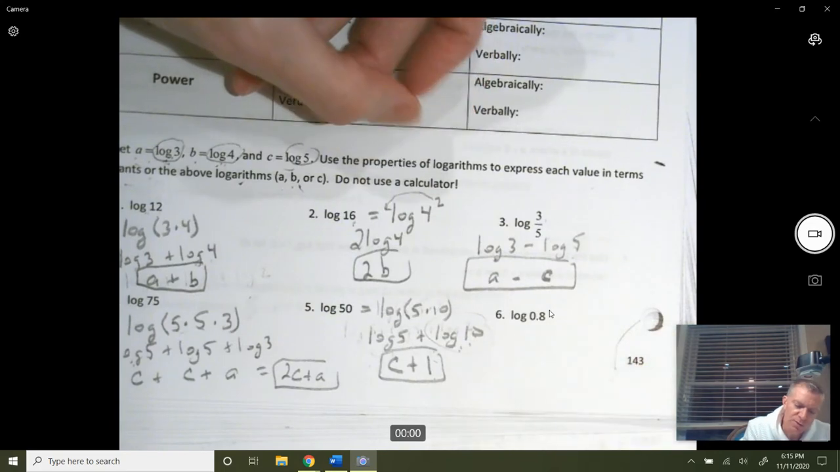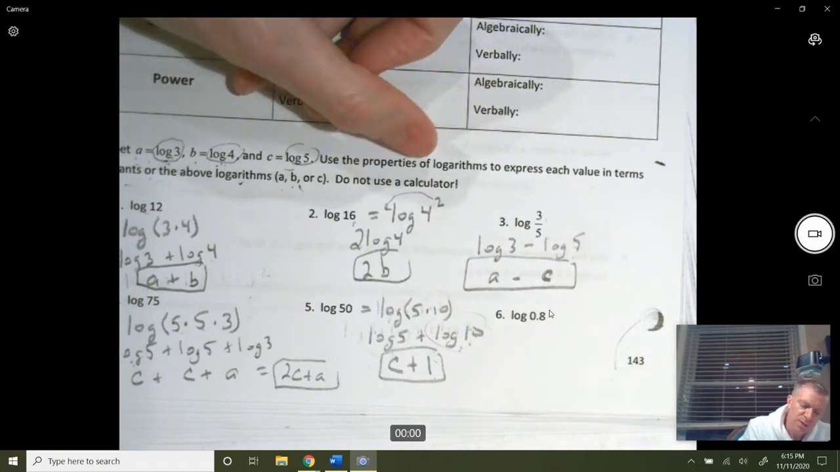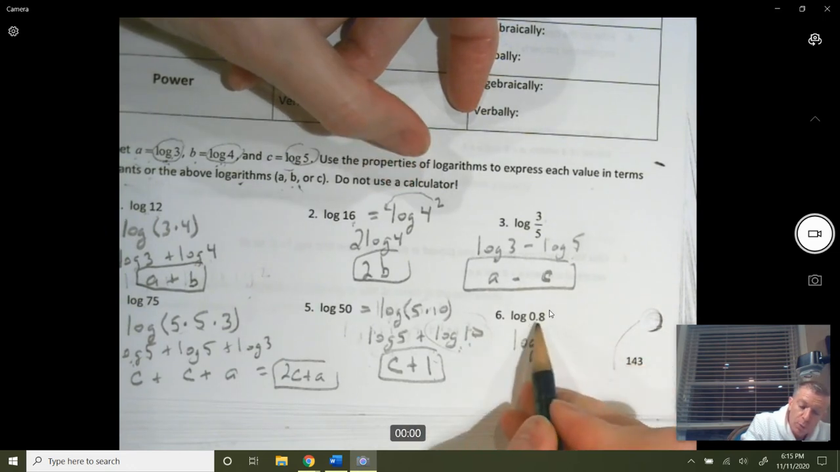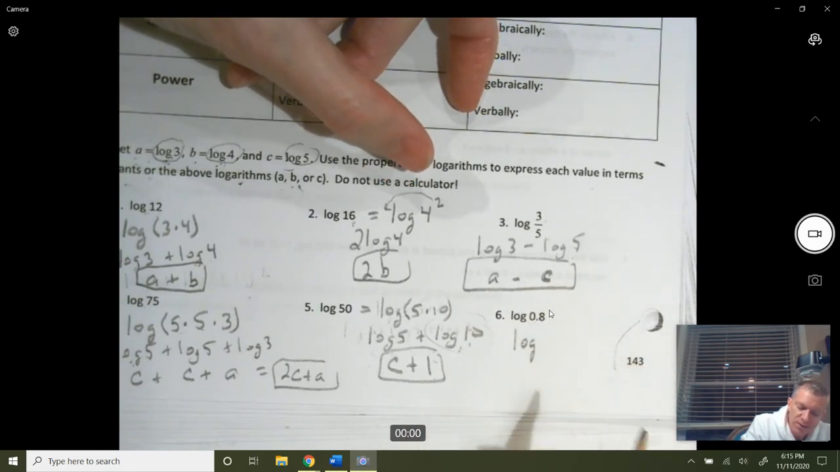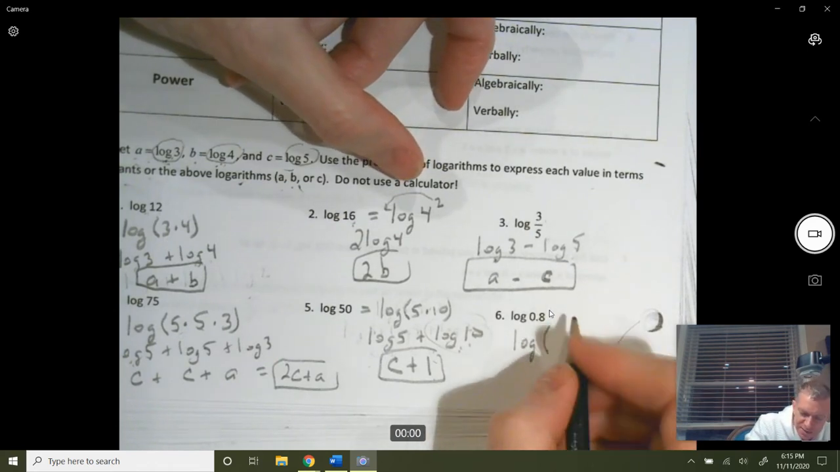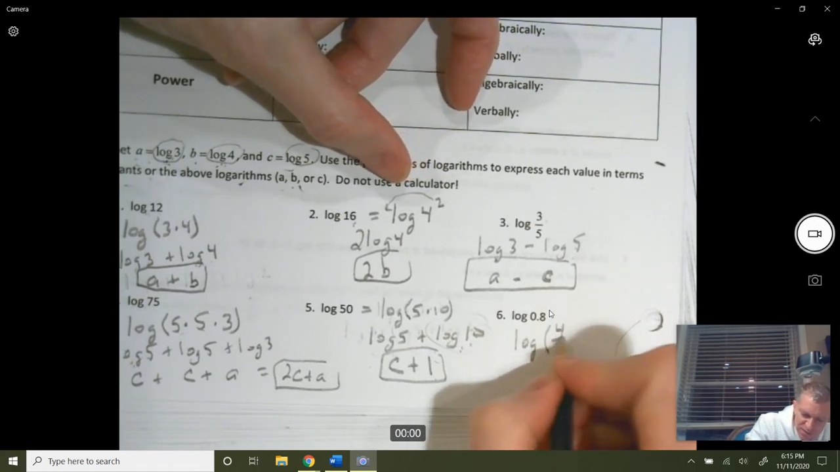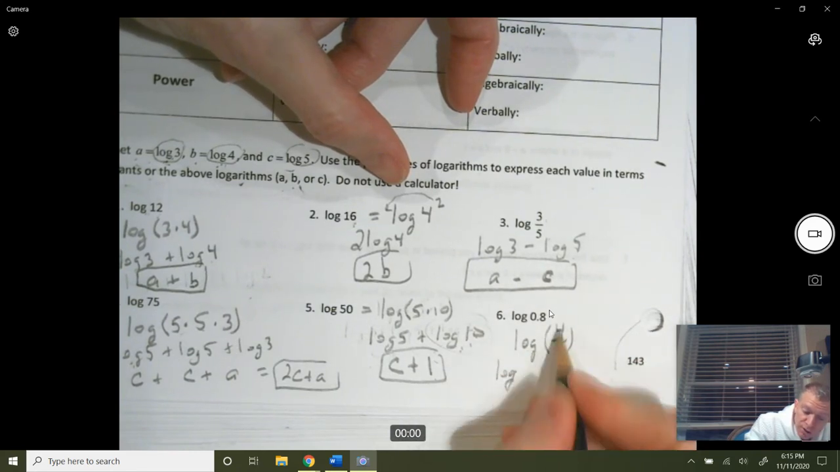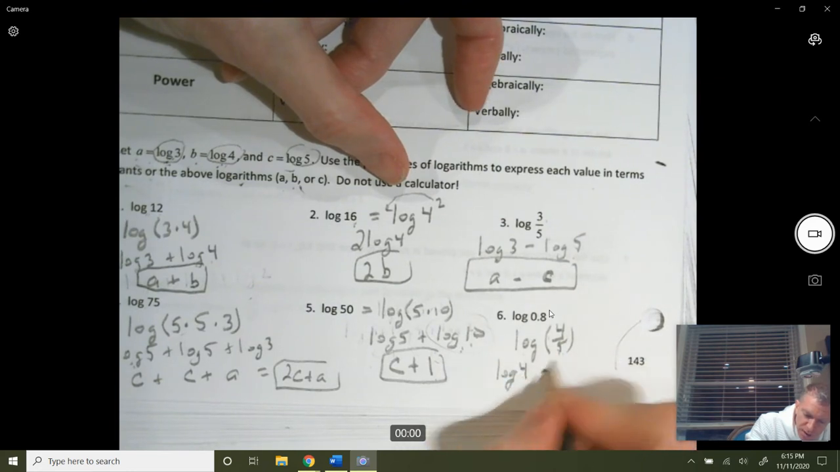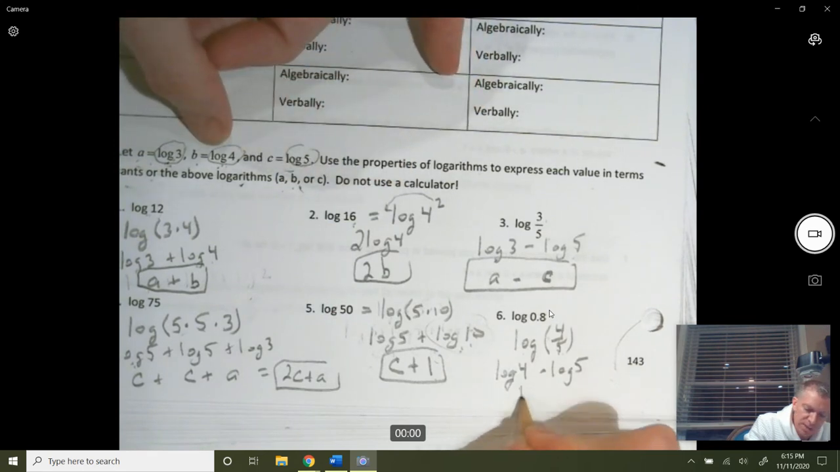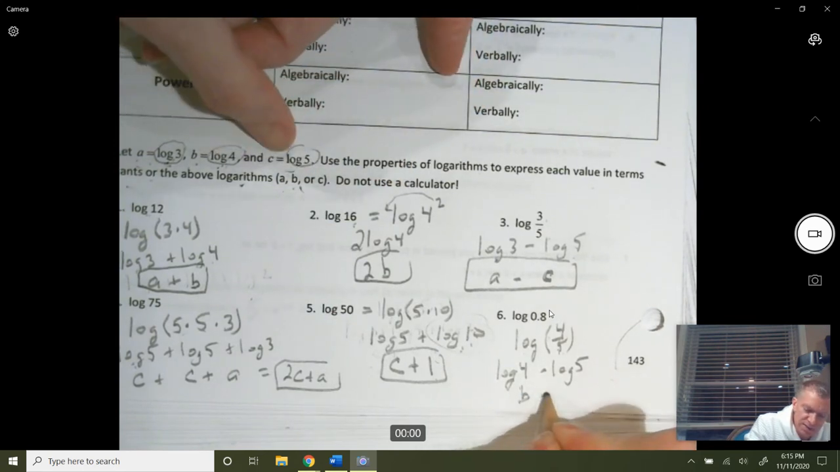So that's just 1. Okay. This one's going to be a little tricky also. So this is the log of 0.8. So let's write that as a fraction. 0.8 is 8/10 or 4/5. So that's going to be a log of a quotient. So log of top minus the log of the bottom. Log 4 minus log 5. So that's going to give you log of 4 is b minus log of 5 is c.